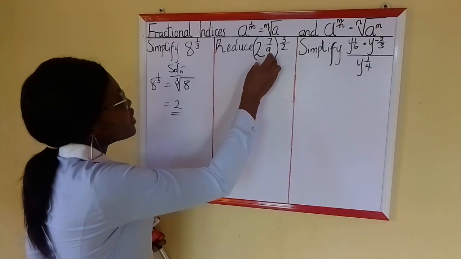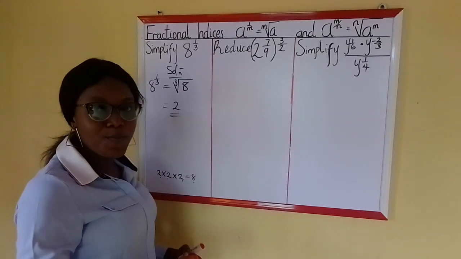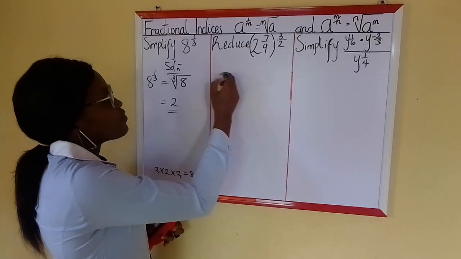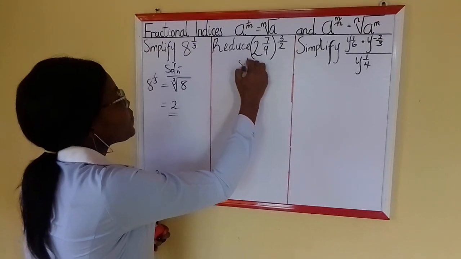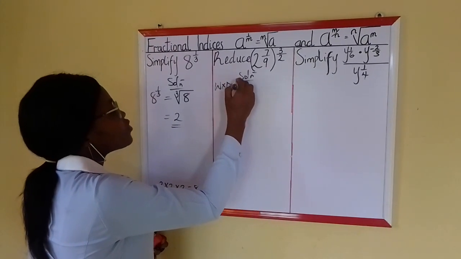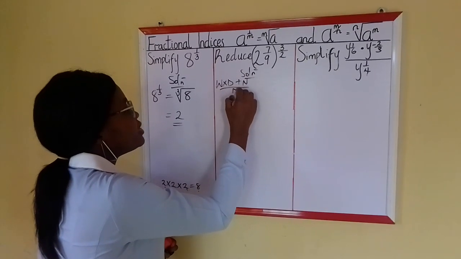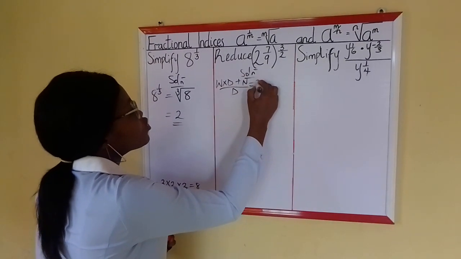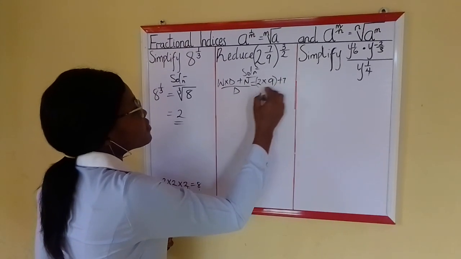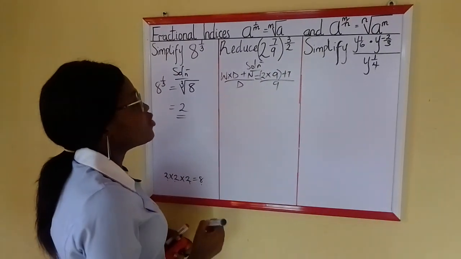So the first thing we are going to do here is change this mixed fraction to an improper fraction. I believe you still know how to change mixed fraction to improper fraction. It goes like this. The whole number times the denominator plus the numerator, all divided by the denominator. So we have 2 times 9 plus 7. All of them will be over 9, the denominator.